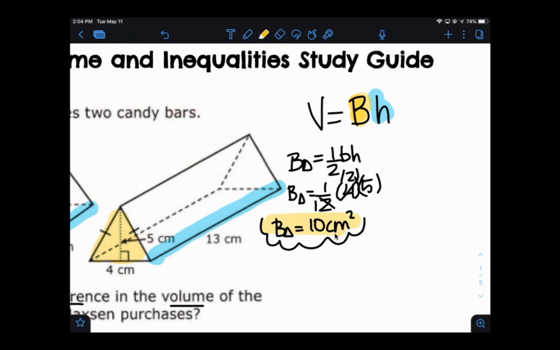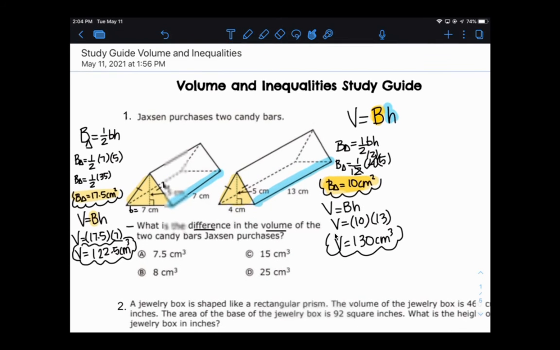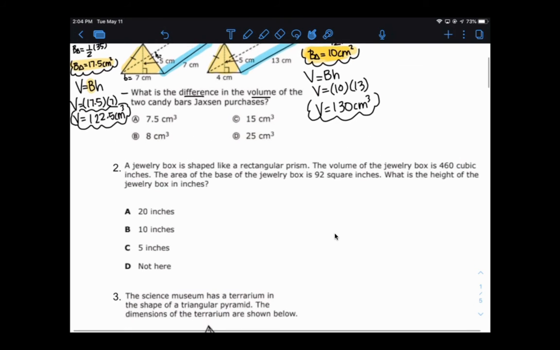And so we have the area of the base of this other prism. Now for the formula, we get area of the base times the height, which means we multiply 10 times 13, right? So once we have the volume here, 10 times 13, we have 130 cubic centimeters, right? The question says, what's the difference in the volume of the two candy bars Jackson purchases? Well, now that you have the two volumes, you can figure out the difference there. And I'm not giving the answer, right? You just need to find the answer at the end.